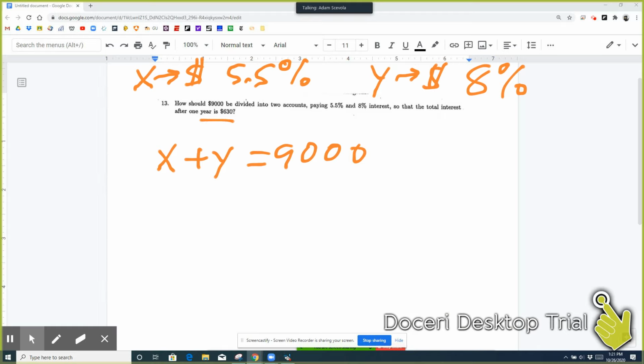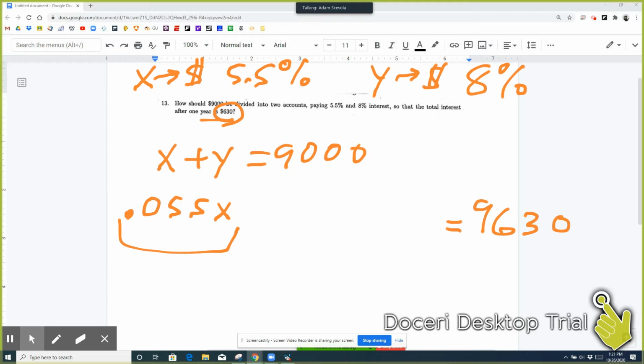So 5.5%, as a decimal, is 0.055 times X, which represents the interest. I'm not going to do 1.055, because this is only talking about the interest on top of the 9,000. Since I'm going to set this equal to 630, not 9,630, I'm not going to put the 1 in front. Same thing with the 8%. I'm going to make 8% off Y dollars. So my profits added together should be 630. That's how we set it up.